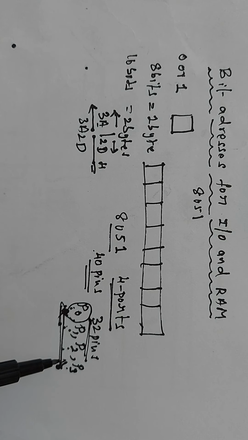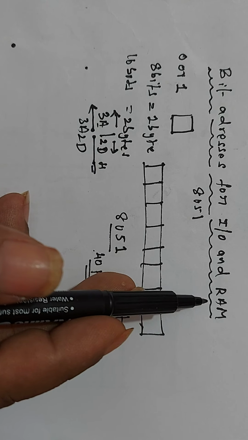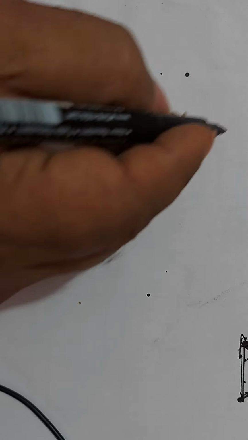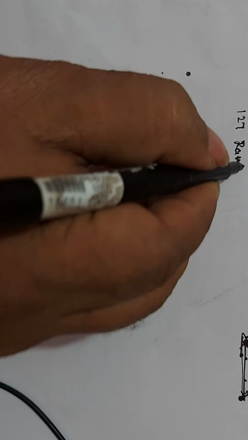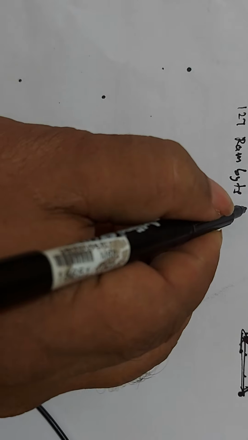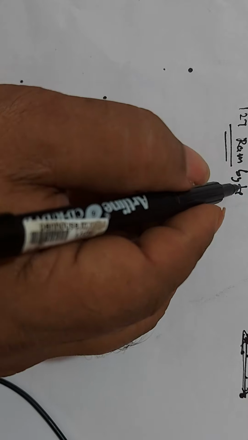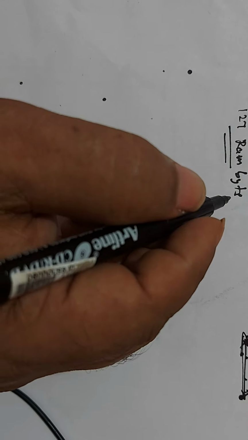Similarly, before going to RAM byte addresses or RAM bit addresses, you should know what is meant by RAM. The microcontroller consists of 128 RAM locations, RAM bytes. So RAM is a memory register. It is used to store 1 byte.